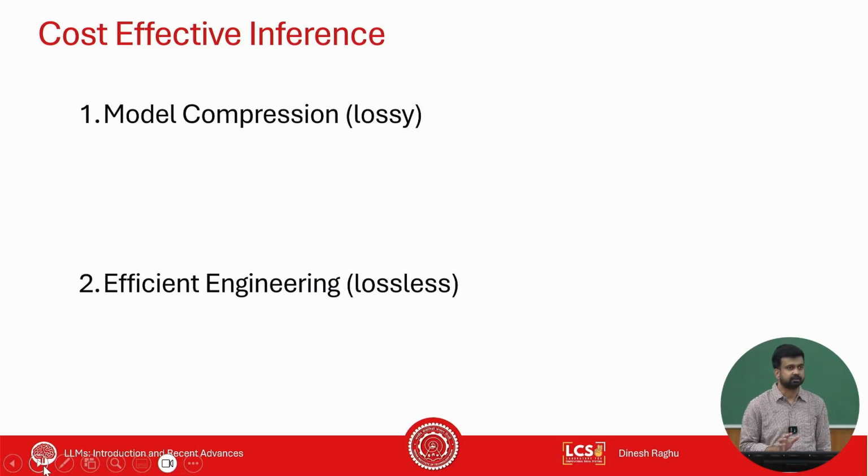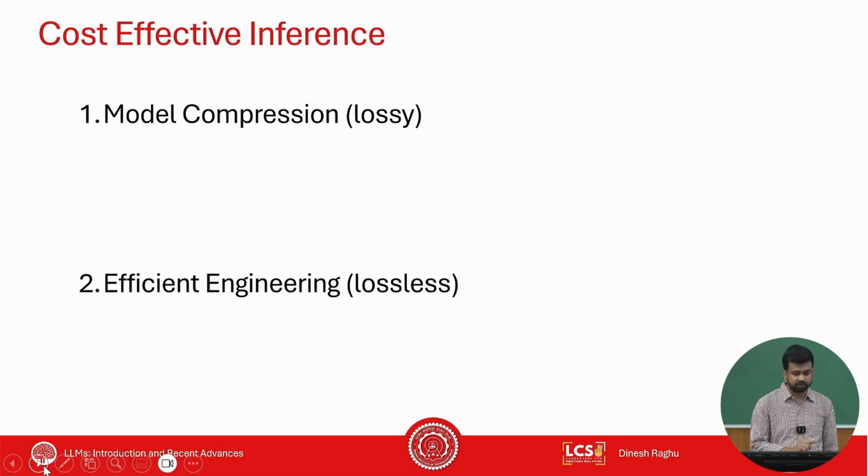One is model compression, which is like if you have a 65 billion parameter model, you can compress it to, let's say, an 8 billion parameter model, with very minimal loss. But there is also another class of algorithms where you would do efficient engineering to achieve the same thing, but it helps you reduce the inference cost.